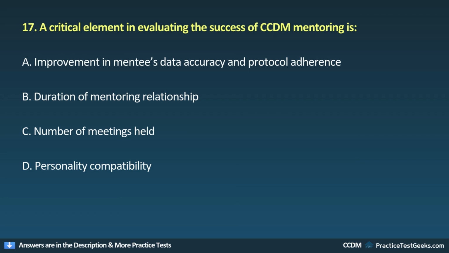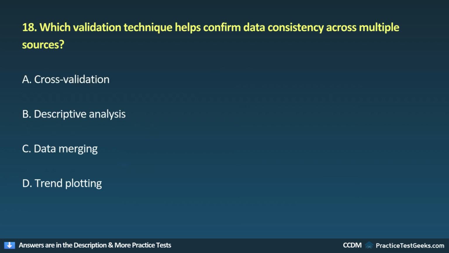B. Duration of mentoring relationship. C. Number of meetings held. D. Personality compatibility. 18. Which validation technique helps confirm data consistency across multiple sources? A. Cross-validation. B. Descriptive analysis. C. Data merging. D. Trend plotting.